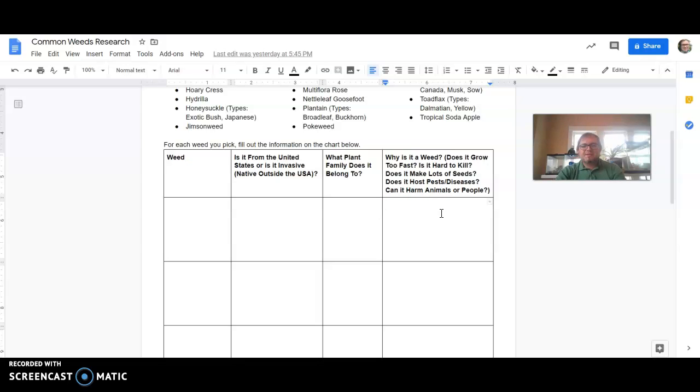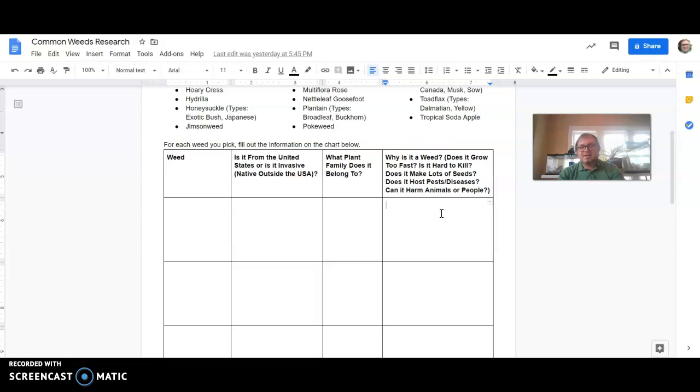And I put some of these things here in parentheses for you to consider because these are a lot of the main causes for why something's considered a weed. Does it grow too fast? Is it something that's going to overtake the garden because it outcompetes your other plants? Is it hard to kill? Is it going to be something that comes back every year and it's really hard to get rid of? Does it make lots of seeds? Some of these create hundreds of seeds, or sometimes they're just very easy to spread.